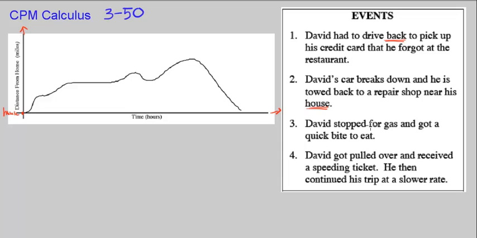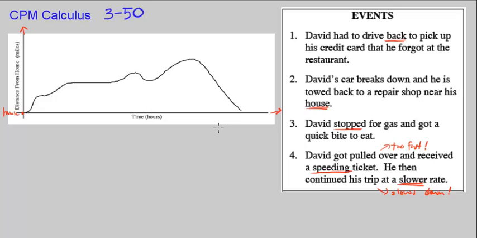Event 3, David stopped for gas and got a quick bite to eat. So there he's stopping for a while and he's eating. 4, David got pulled over, so he received a speeding ticket. So it seems like he's going too fast, and gets a ticket. And then he continued his trip at a slower rate. So he slows down after.